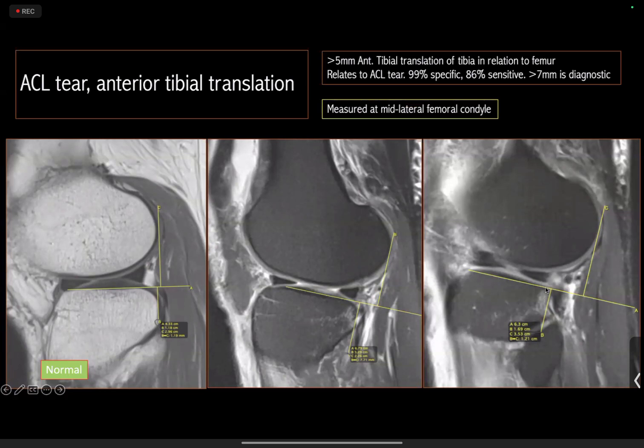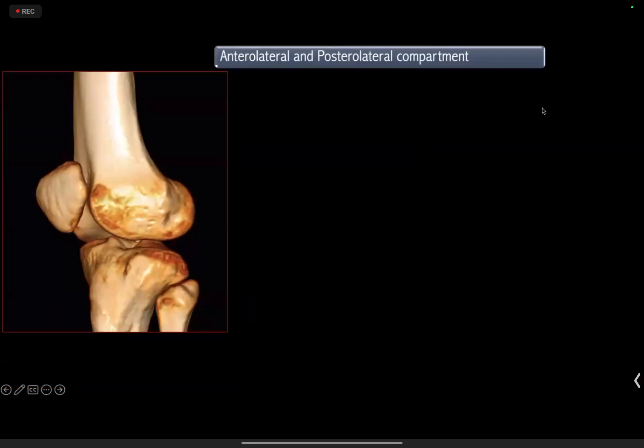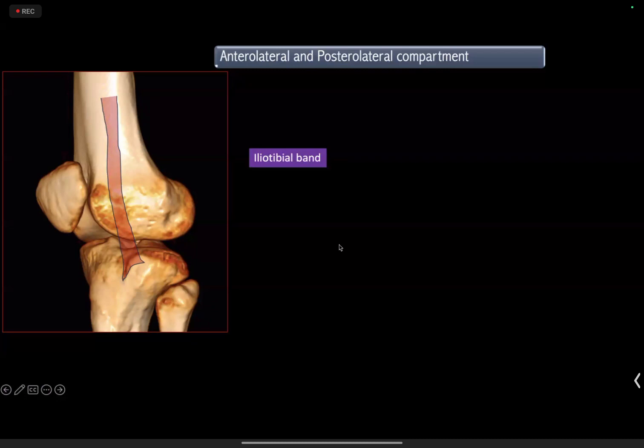The importance is that we should always try to measure this, or draw the lines, at the mid lateral femoral condyle. In this case, I have shown a very significantly increased distance, but I have measured it at the wrong level, and this would give an overcalling of the anterior tibial translation. So that brings me to the lateral compartment. I told you about the deep femoral notch and the anterior tibial translation. The posterolateral corner is the most important one.